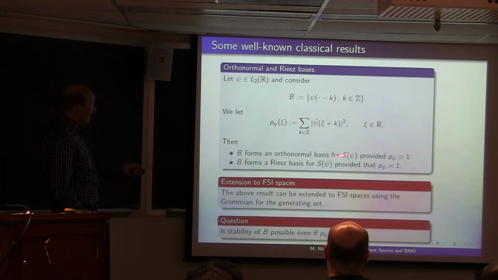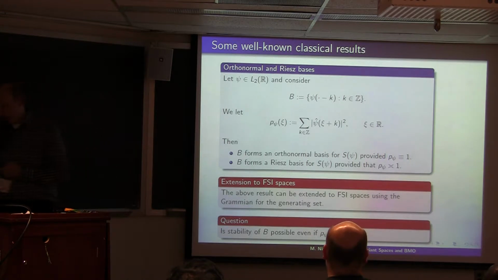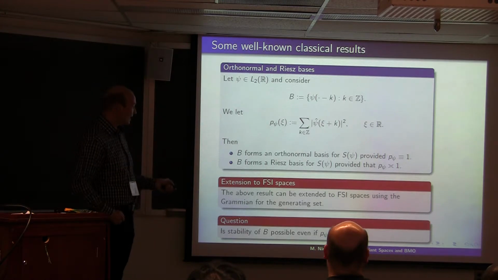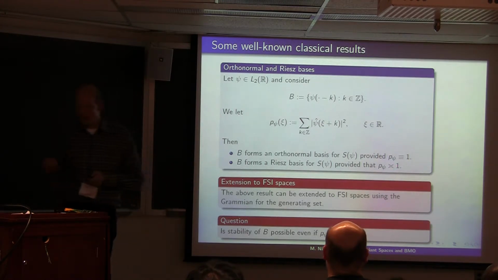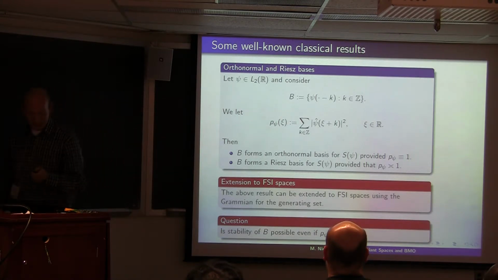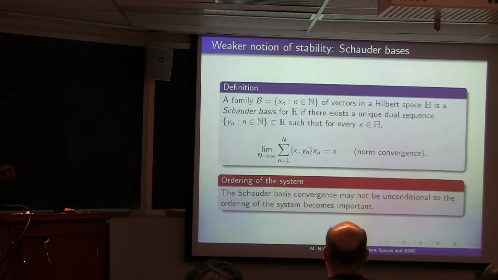Okay, so in the basis case, we have either the Riesz basis or the orthonormal basis. But now the question is, can we have some kind of stability even if this Riesz basis condition fails? Say that this periodization function is not bounded away from 0, for example. Can we still say something about stability of the system? And my claim is that we can, but of course we have to lower our expectations, so to speak.